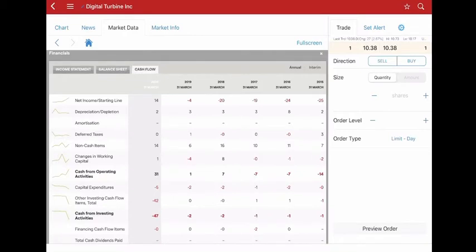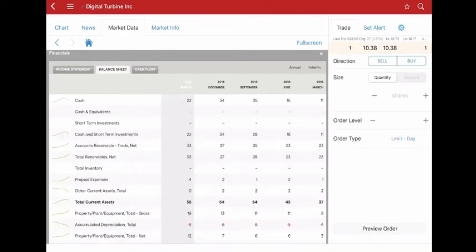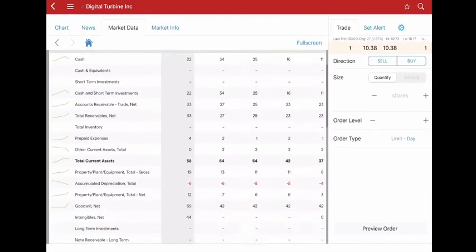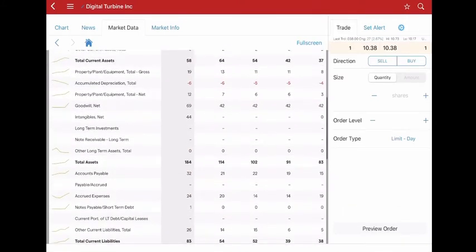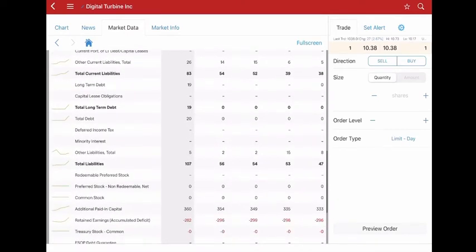Now, if I go to the balance sheet, I'm looking for the figures. Note you have annual and interim. Click on the interim to give me March 2020. So I go down to the total asset value, which is what I want, which is 184 million. And I also want the total liability, which is 107 million.